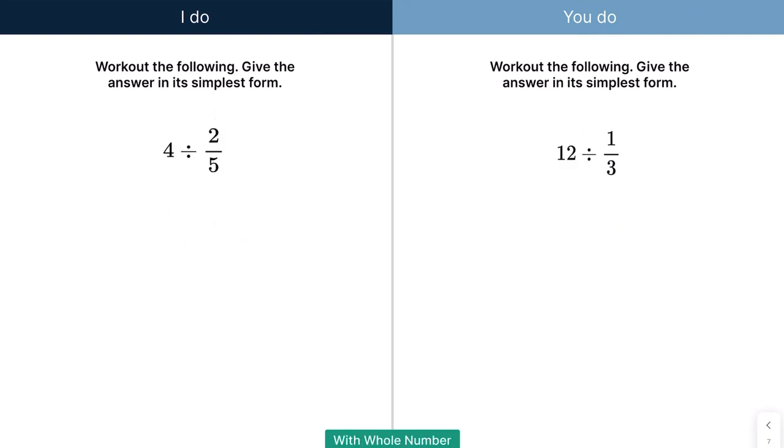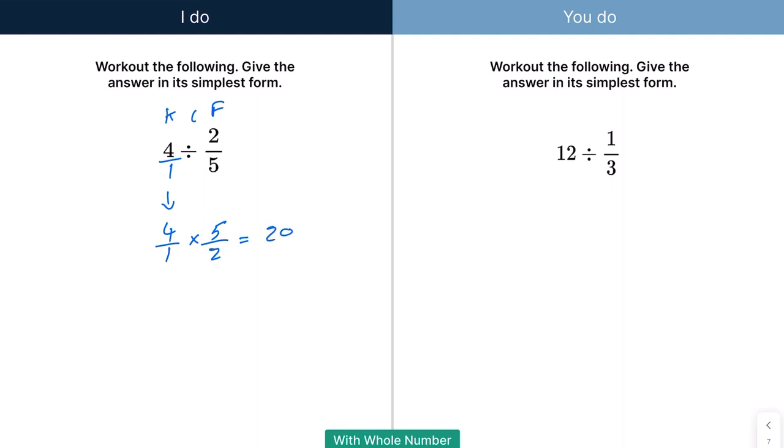Now moving on, we are looking at how to deal with whole numbers. Now with whole numbers, all you need to do is you can write the 4 as 4 over 1. Okay, now it's just become a fraction. So we stick to the same rules, KCF, keep the first one the same. So that's 4 over 1. Change the sign and flip the last one. And now you just cross multiply.